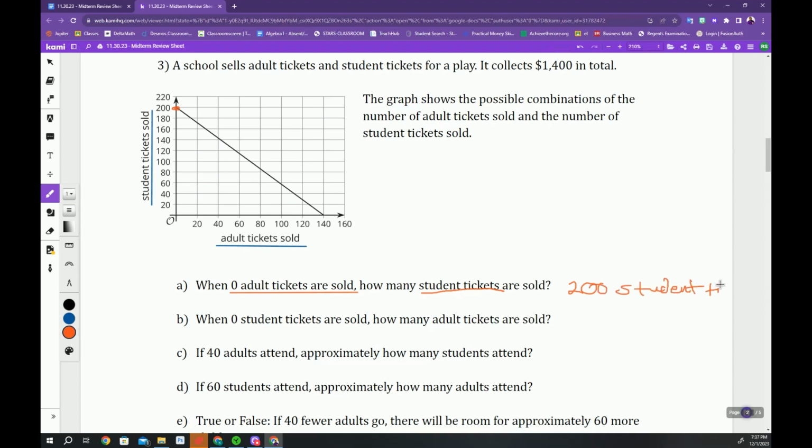Now it puts 200 student tickets. When 0 student tickets are sold, how many adult tickets are sold? Now we're going to do the opposite. Now we're going to look at the y-axis, and we're looking for 0 students, which would be right here. And then we're going to go across until we find how many adult tickets, where we hit that line, and that's right over here. When 0 student tickets are sold, they sold 140 adult tickets.